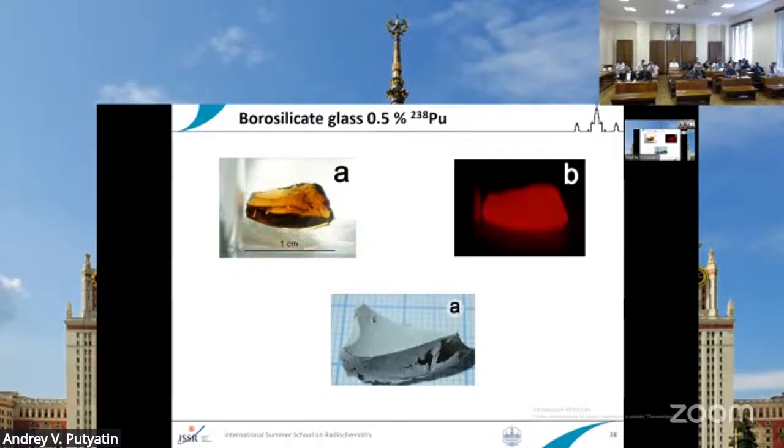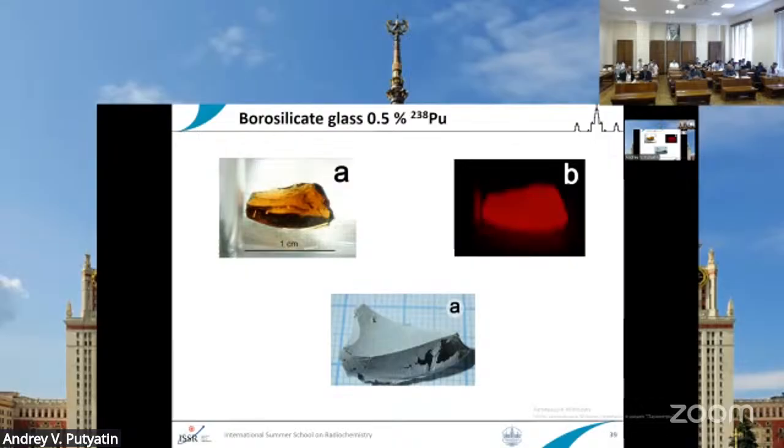So no very big deal with the degradation of the material. Another story was with the glass material, which also contained not 5%, but 0.5% of plutonium-238. It is borosilicate glass with a very nice color. My colleagues describe this color as a cognac-like color. And the interesting story is that this glass was glowing in the dark.